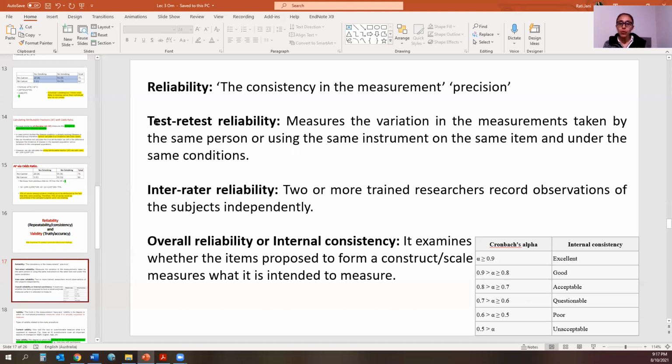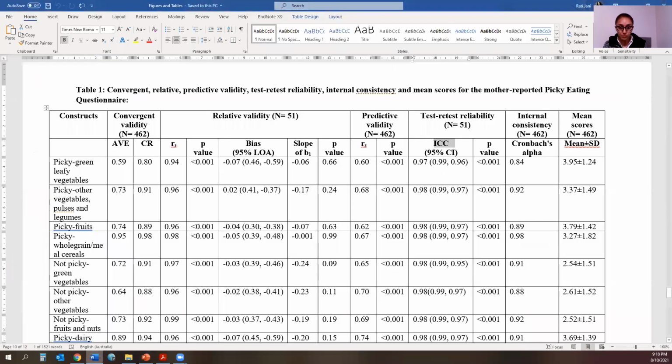Now, the first type of reliability is test-retest reliability. So what is test-retest reliability? This is how I did it in my research, so let me share with you. What is the tool which I developed? It is a questionnaire completed by the mothers. I tried to find out whether mothers perceive their children to be picky towards certain fruits, vegetables, and food items or not. That is what I wanted to study: mothers' perception of their children's picky eating behavior.